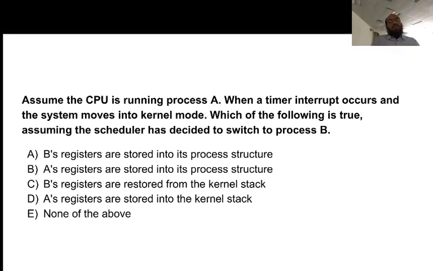So assume that the CPU is running process A when a timer interrupt occurs and the system moves into kernel mode. Which of the following is true, assuming the scheduler has decided to switch to process B? Pick your choice.